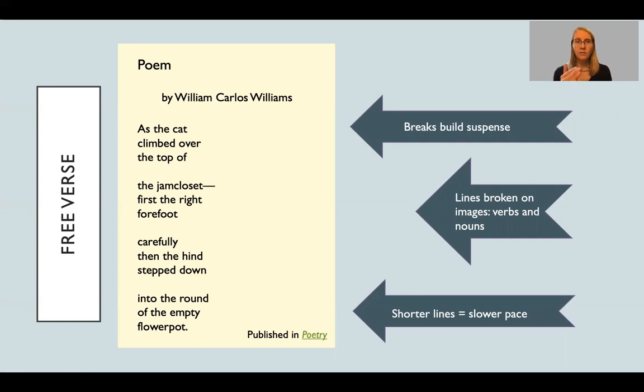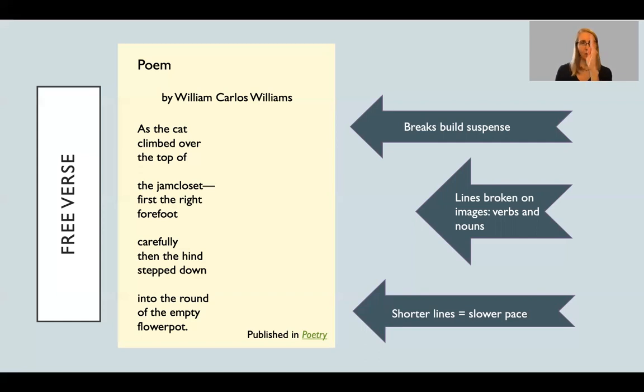The top of, right, I have an additional line there. So we have a stanza break to get to the jam closet. So sometimes when you are making the line very, very short, it can build suspense because as a reader, I have to wait to get to that next thing. It can also slow down the pace. So when I'm writing poems, sometimes I go to poems with very short lines if I'm feeling particularly meditative about something. In this poem, William Carlos Williams is just watching a cat make one movement, right?